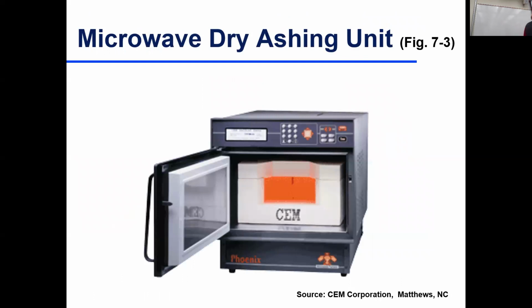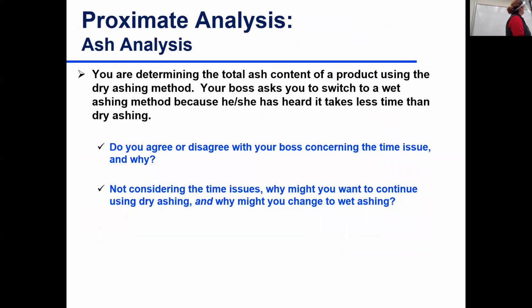And this is also a picture. This belongs to the microwave dry etching unit. As we see, we have the heat through the microwave. Overall, for the ash analysis, as I mentioned, we have wet and dry ashing.